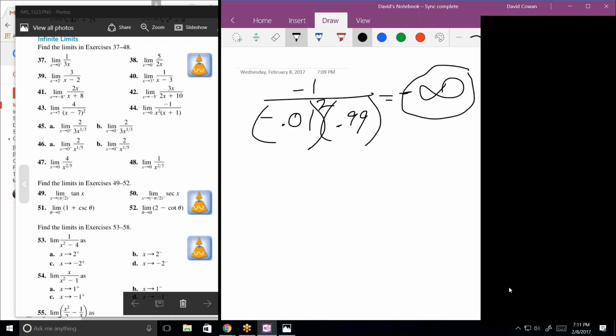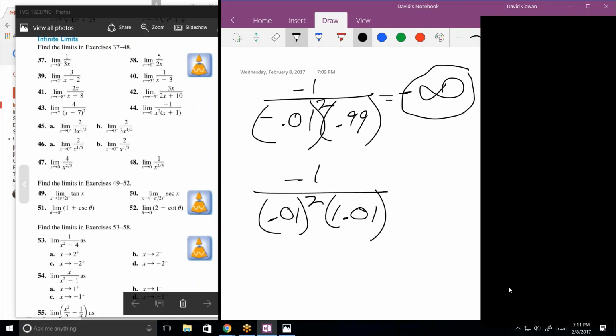Now let's approach it from the right. Well, I might put in 0.1. Square that, this is 1.01. Well, that also goes to negative infinity. Therefore, the limit does exist, and it's negative infinity.